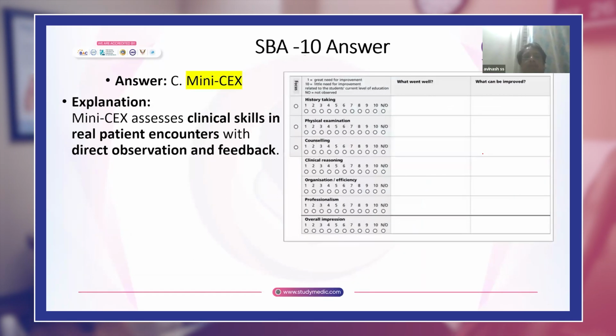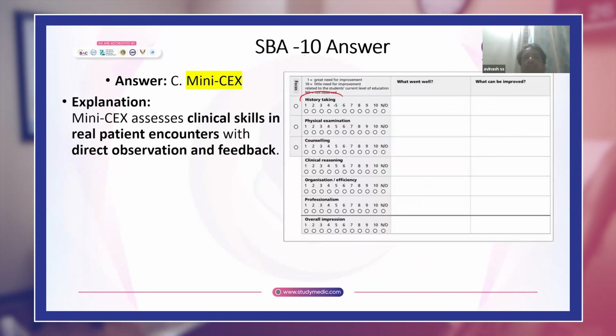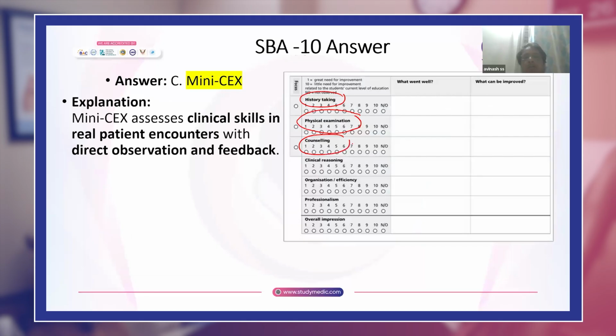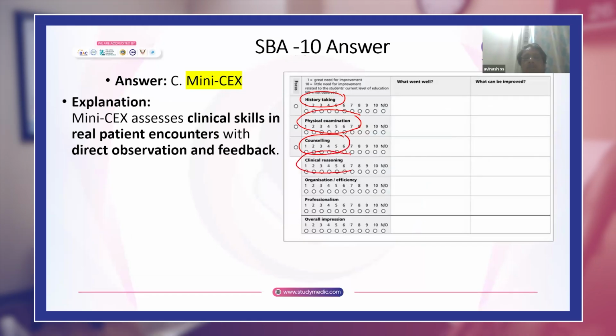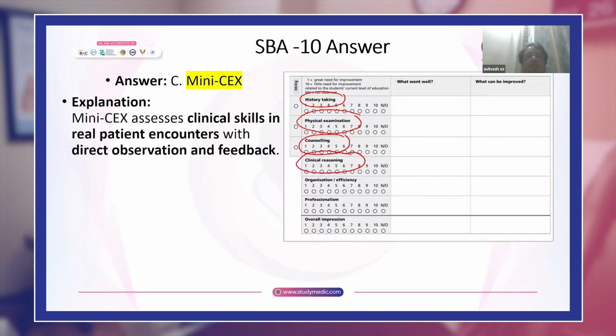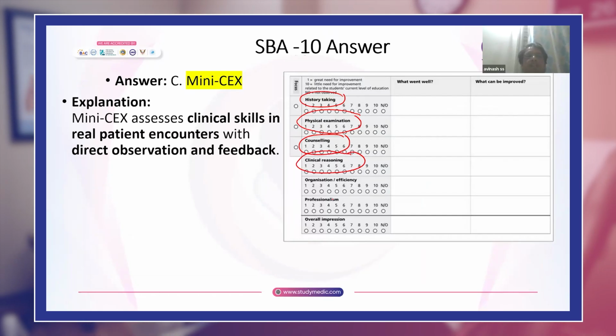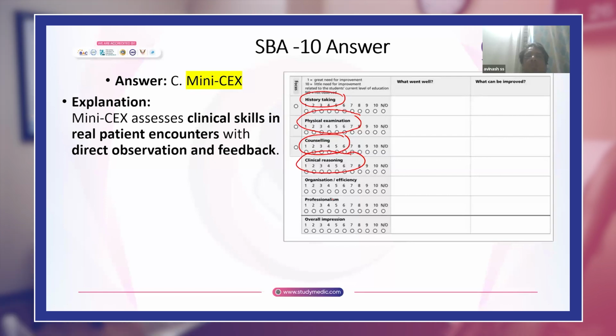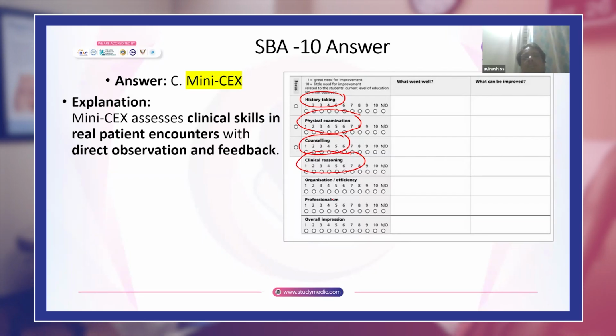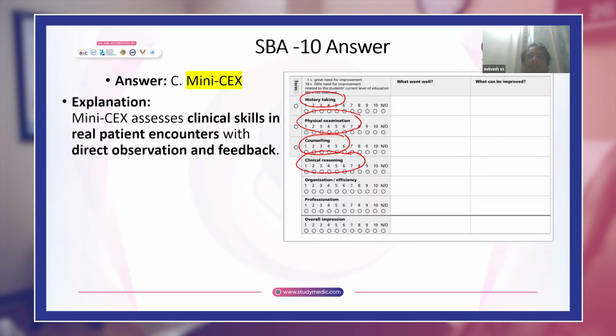all this can be observed. That is history taking, physical examination, how he counsels or not, what is his clinical reasoning, and the others, including professionalism. Okay. So this is called the mini clinical evaluation exercise. It will assess the skills in real patient encounters with direct observation and feedback. Whereas in direct observation of procedural skills, only procedure related feedback is given, not all this.